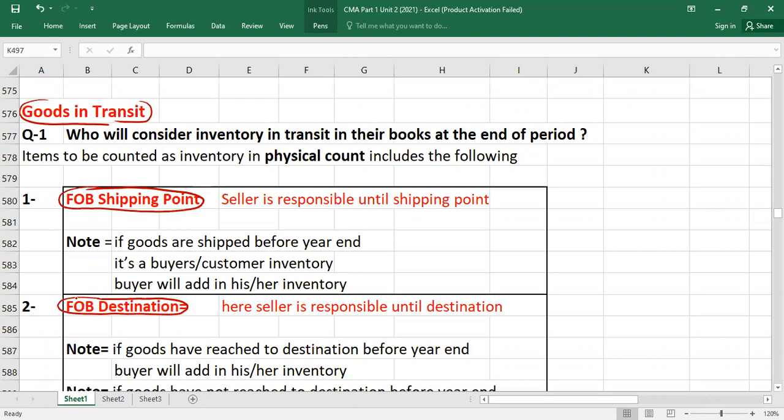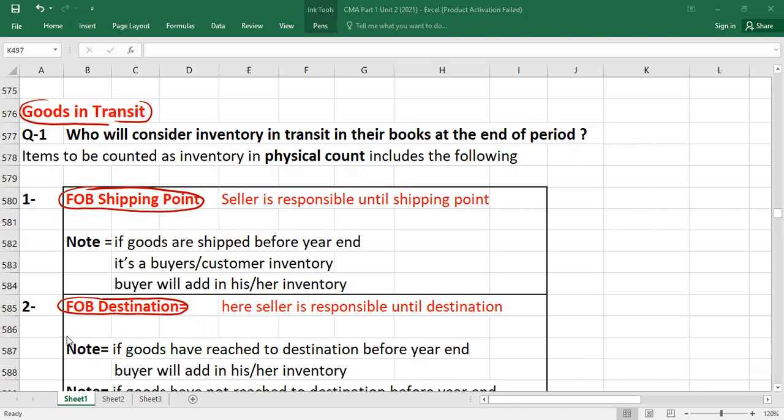The keyword is when the risks and rewards of ownership are transferred to the customer. Risk and reward, you understand? It means if something happens with the inventory, maybe it's going to be damaged or maybe its price will increase, both risk and reward. When this is transferred to the customer, the seller is no more responsible. Whose inventory is it? Customer inventory.